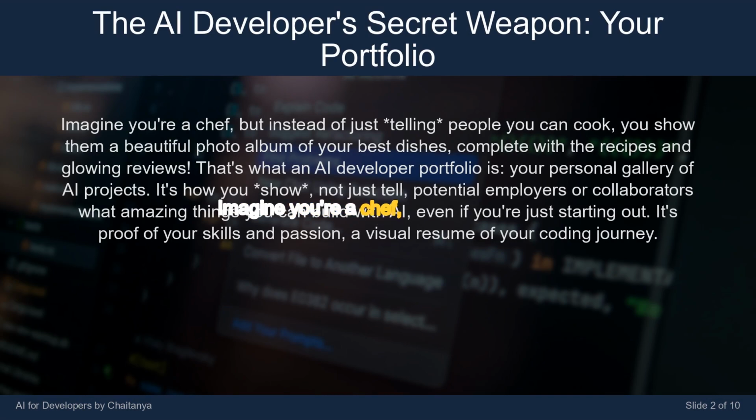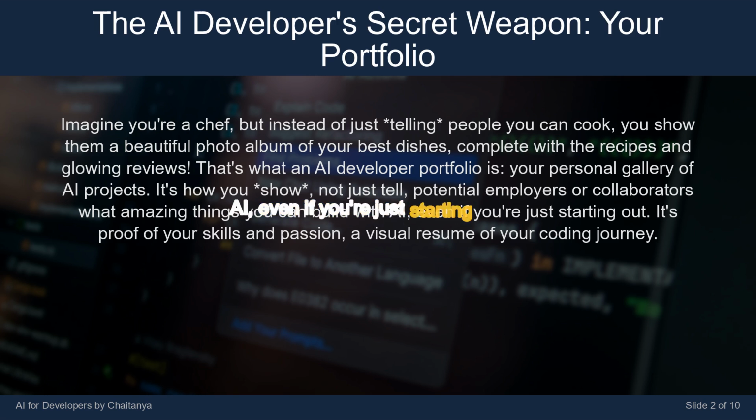Imagine you're a chef, but instead of just telling people you can cook, you show them a beautiful photo album of your best dishes, complete with the recipes and glowing reviews. That's what an AI developer portfolio is. Your personal gallery of AI projects. It's how you show, not just tell, potential employers or collaborators what amazing things you can build with AI.